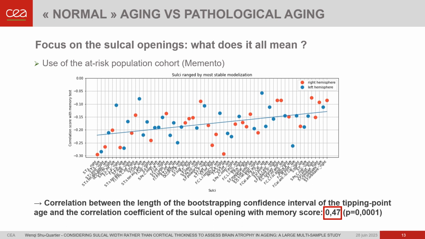This means that the sulci most associated with memory test scores are those that exhibit a pronounced acceleration of atrophy during aging. Thus, by simply selecting the 90th percentile line from UK Biobank, we have discovered that physiopathological processes in general cohorts can be reflected in an at-risk cohort using a very simple model based on sulcal width.